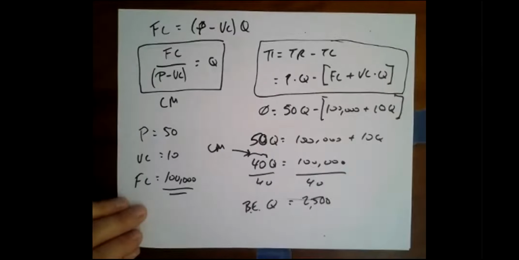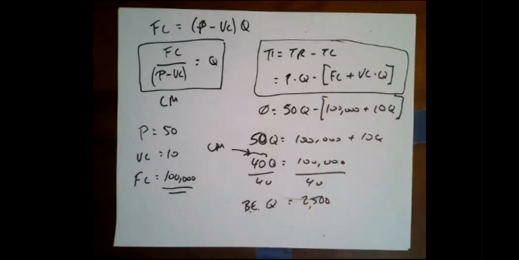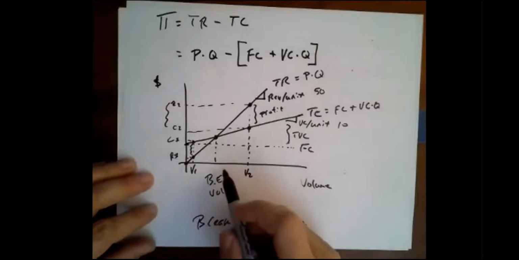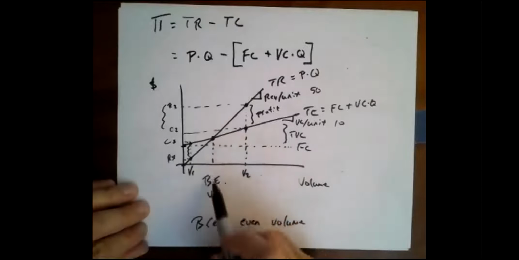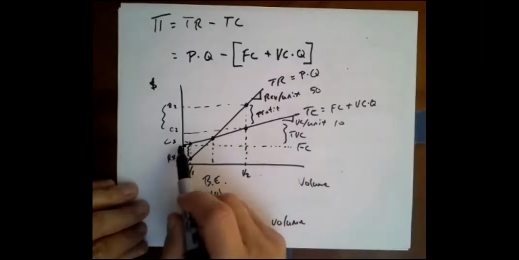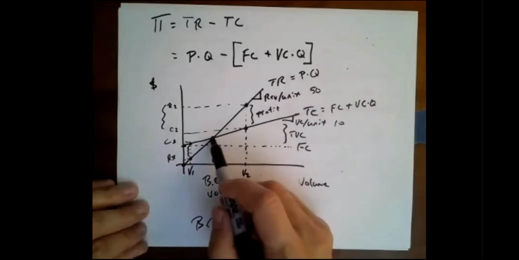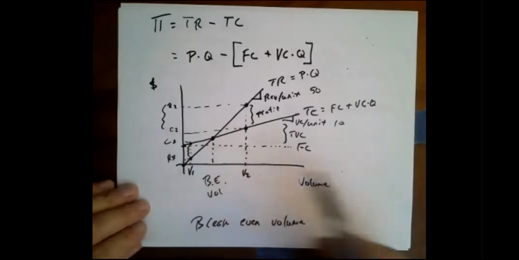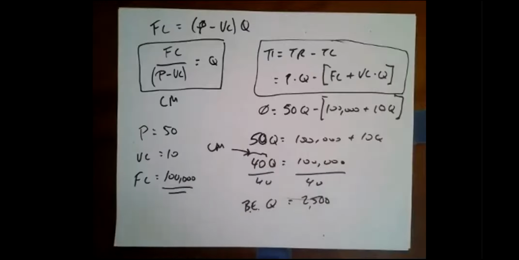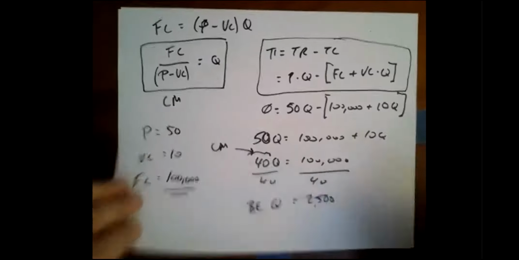All right. So with the lab example, what we're saying is for the lab, 2,500 would be the volume where the total cost curve crosses the total revenue curve. So if you're at 2,500, the lab would break even. Let's redraw that.